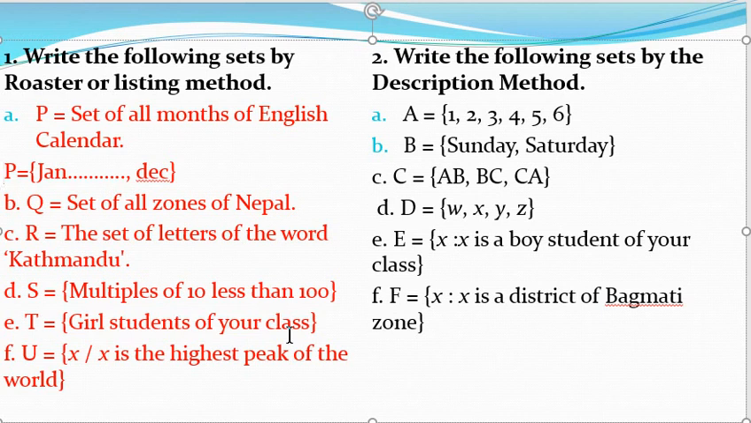Should we write January, February, or just dots only? No, you have to write all. I'm saying you have to write January, then February. All you have to write properly. Here I'm just giving you the example so that you will understand. Not like this only, you have to write everything.